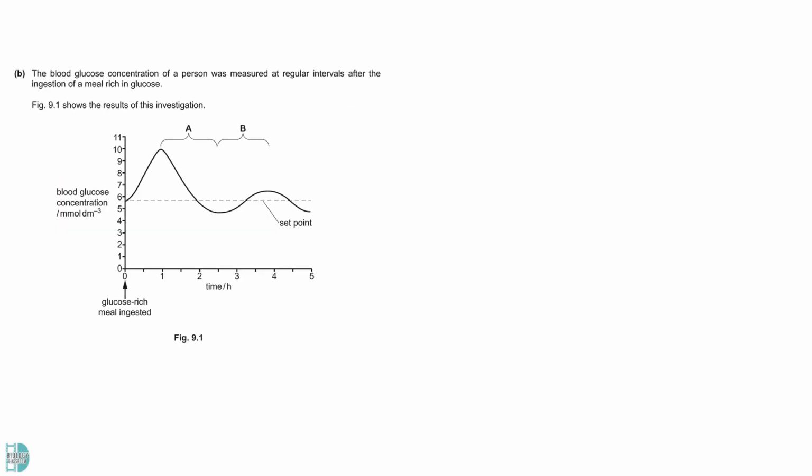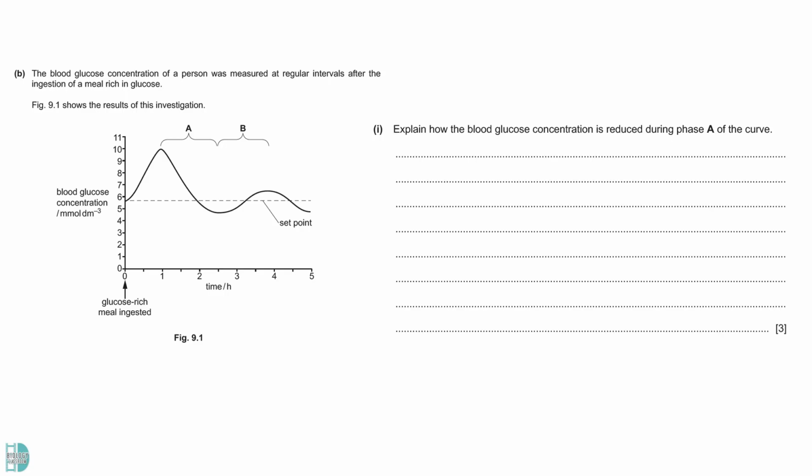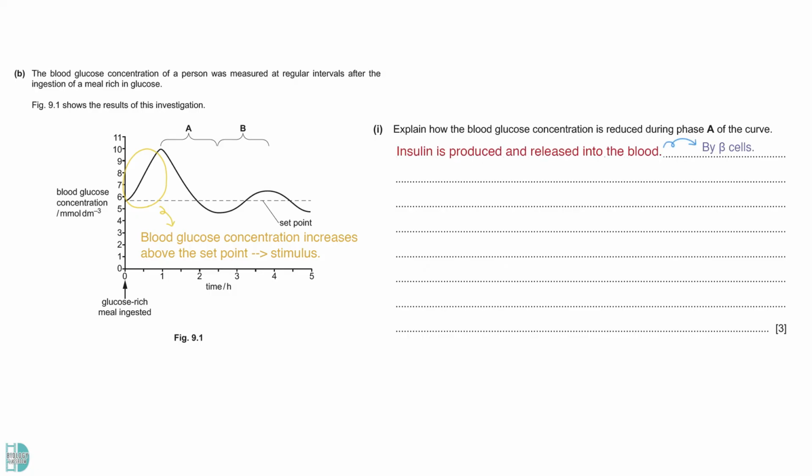In B, we have a graph that shows how blood glucose levels change after a glucose meal. B1 wants you to explain how the blood glucose concentration is reduced during phase A. Following a glucose meal, blood glucose concentration increases above the set point. This is considered as a stimulus. The stimulus leads to the production and release of insulin by the beta cells in the pancreas.